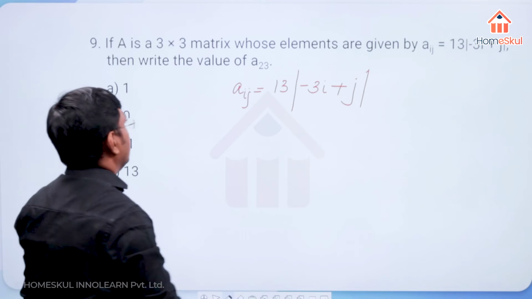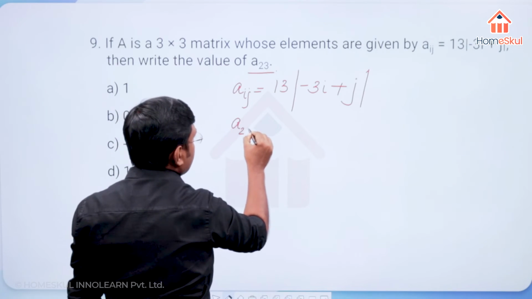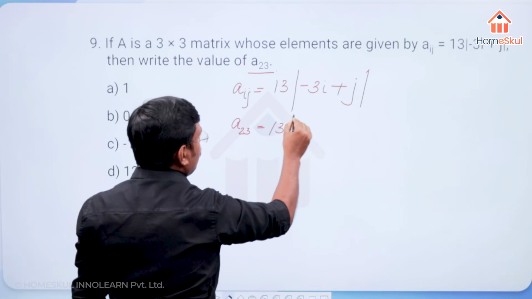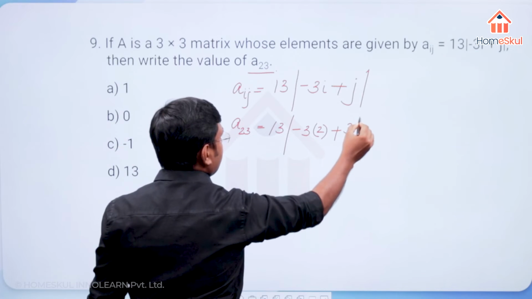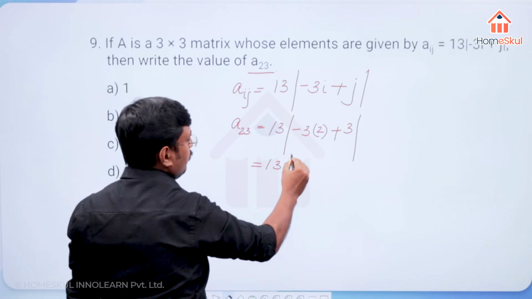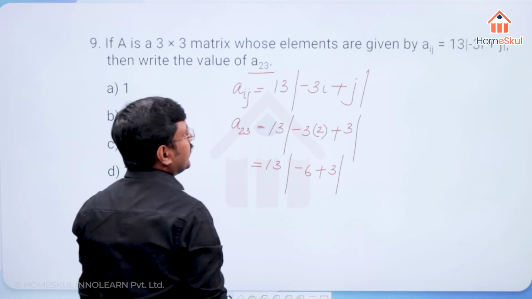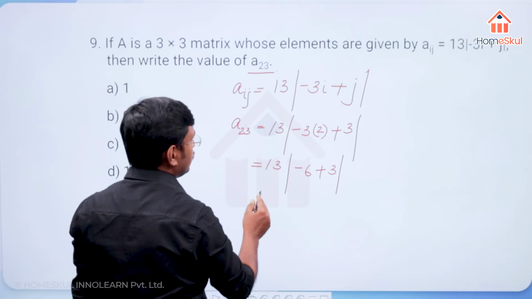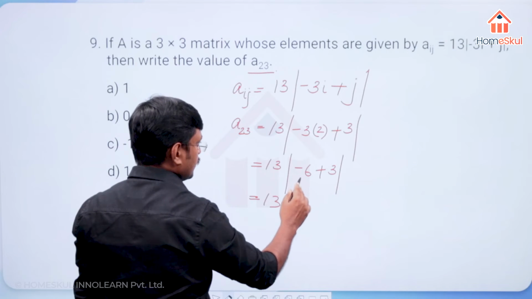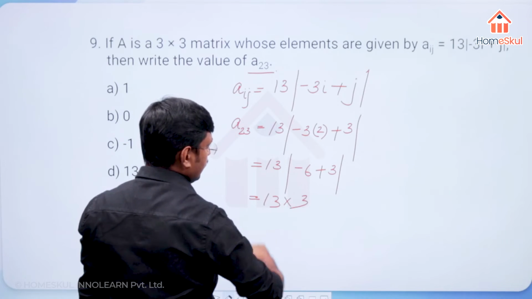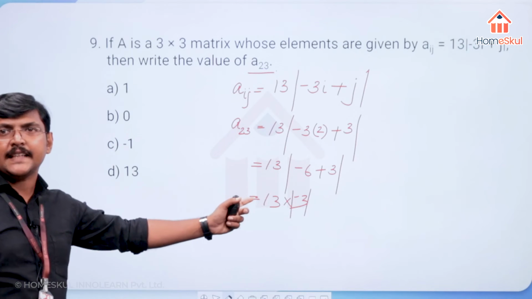Yes, I will solve. Listen. A23 is what we need to find. That means we need to put i is equal to 2 and j is equal to 3. So A23 is equal to 13 into mod of minus 3 into 2, in place of i we need to put 2, right? Plus in place of j we need to put 3. Which is equal to 13 into mod of minus 6 plus 3. So minus 6 plus 3 is minus 3. So modulus of minus 3, that is 3 itself.